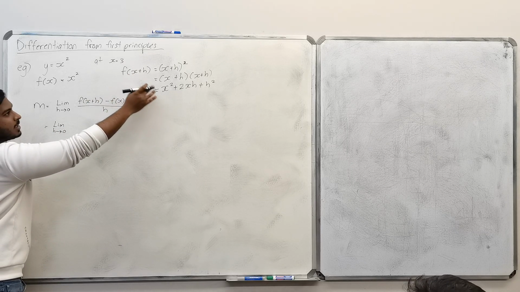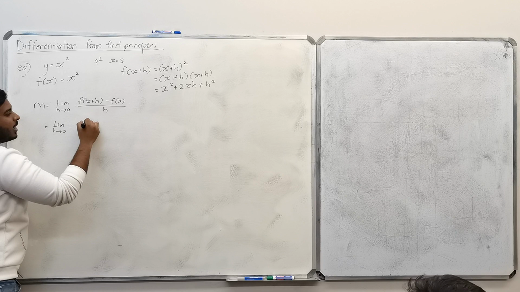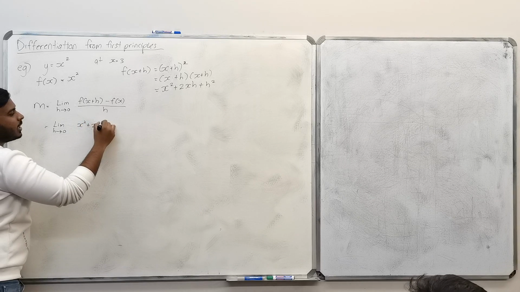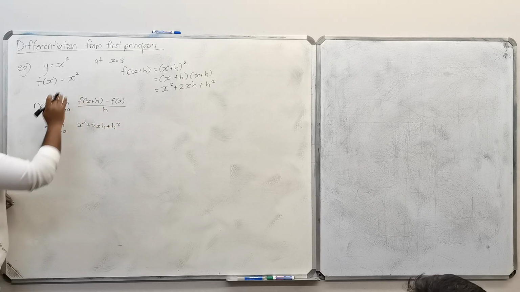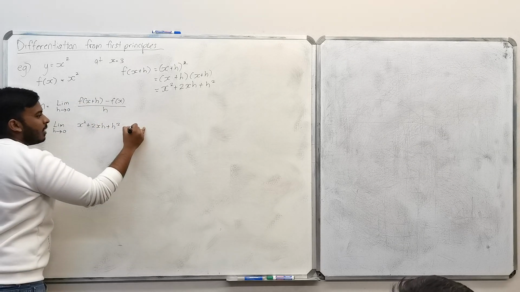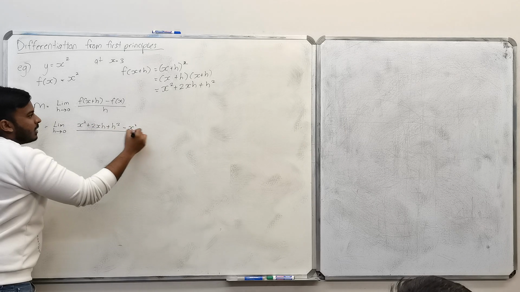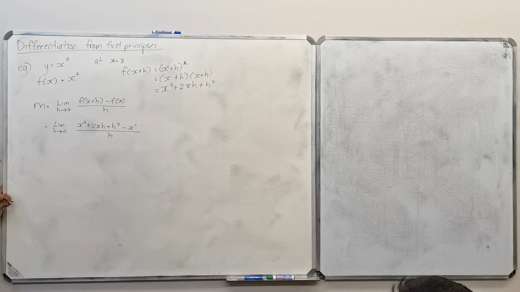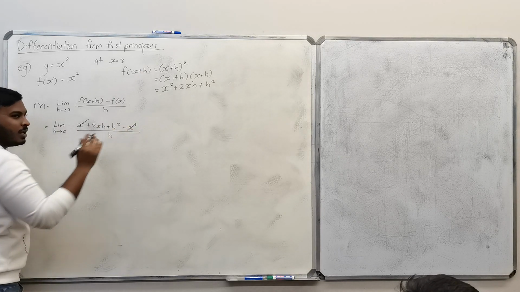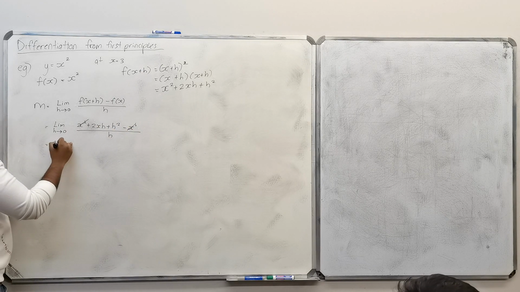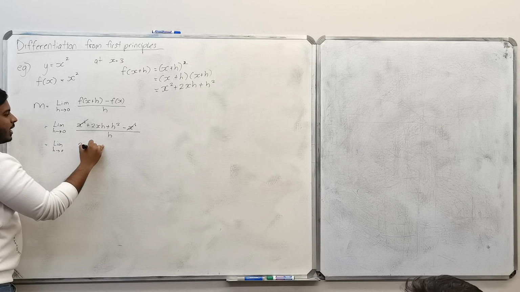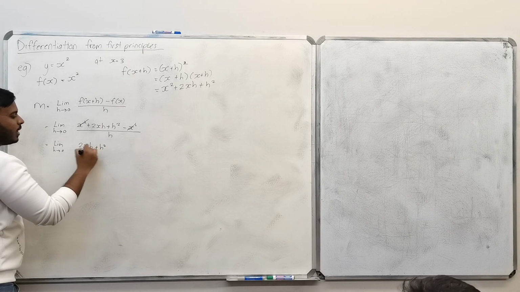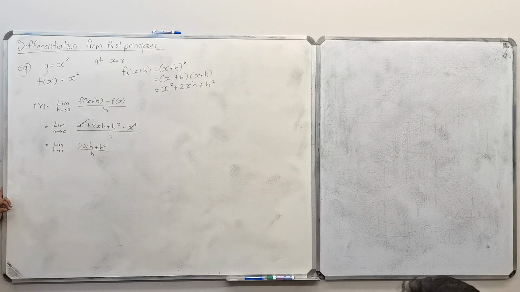So f of x plus h will be that. So it will be x squared plus 2xh plus h squared minus f of x, which should be x squared, minus x squared, all over h. Still with me? This and that will cancel. So now you're left with the limit as h approaches 0 of (2xh plus h squared) all over h.